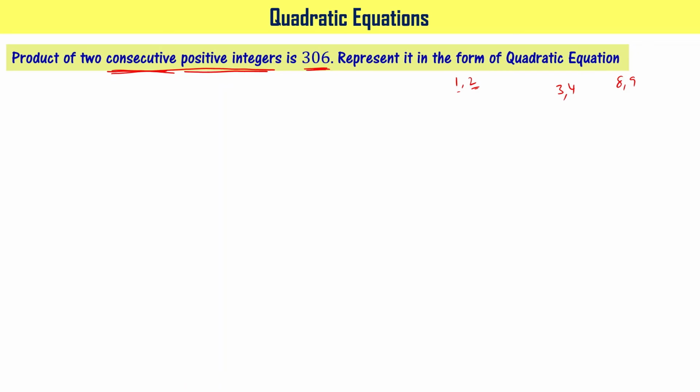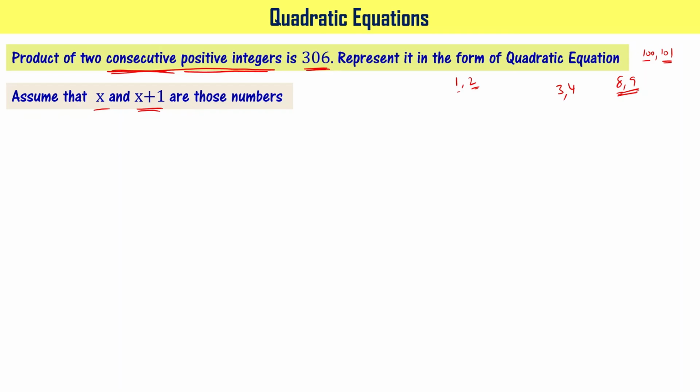8, 9. If you select 8, 9 comes after 8, meaning 8 plus 1 is 9, right? For that reason, you say that these two are consecutive positive integers. 100 and 101 are consecutive positive integers because 100 plus 1 is 101. Based on this concept, now I can say that we can assume x and x plus 1 as the consecutive positive integers. When you say that x and x plus 1 are the numbers I am looking for, their product is 306. That is the statement given, right?